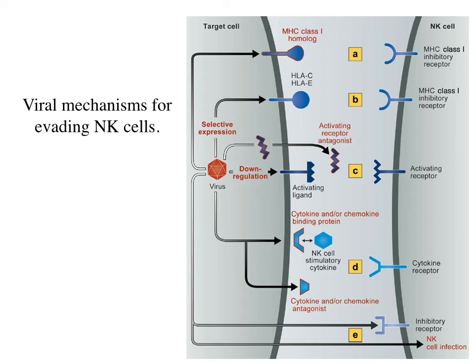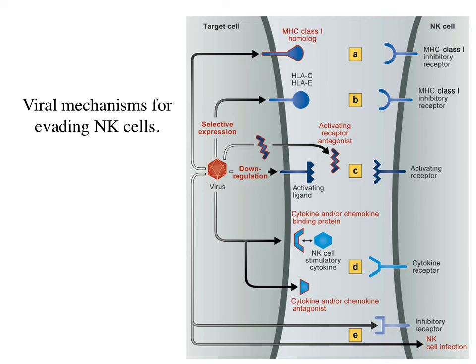But if you look at A, you can see that NK cells can be inhibited by a viral MHC class I homolog. In B, viruses can inhibit expression of HLA-A and HLA-B, which are human MHC class I surface receptors, and inhibit NK cells through the class I inhibitory receptors. In C, virus-encoded proteins can function as cytokine-binding proteins that block the action of NK cell activating cytokines.